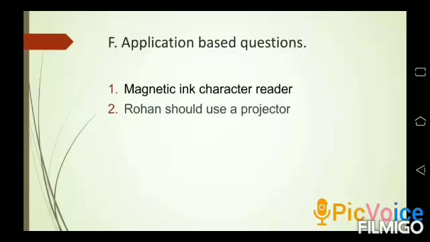The next section, application based questions. The first question, Rishi went to a bank to withdraw money through a check. The banker inserted his check into a device. He wants to know the name of the device. Suggest to him the answer. Answer is magnetic ink character reader.